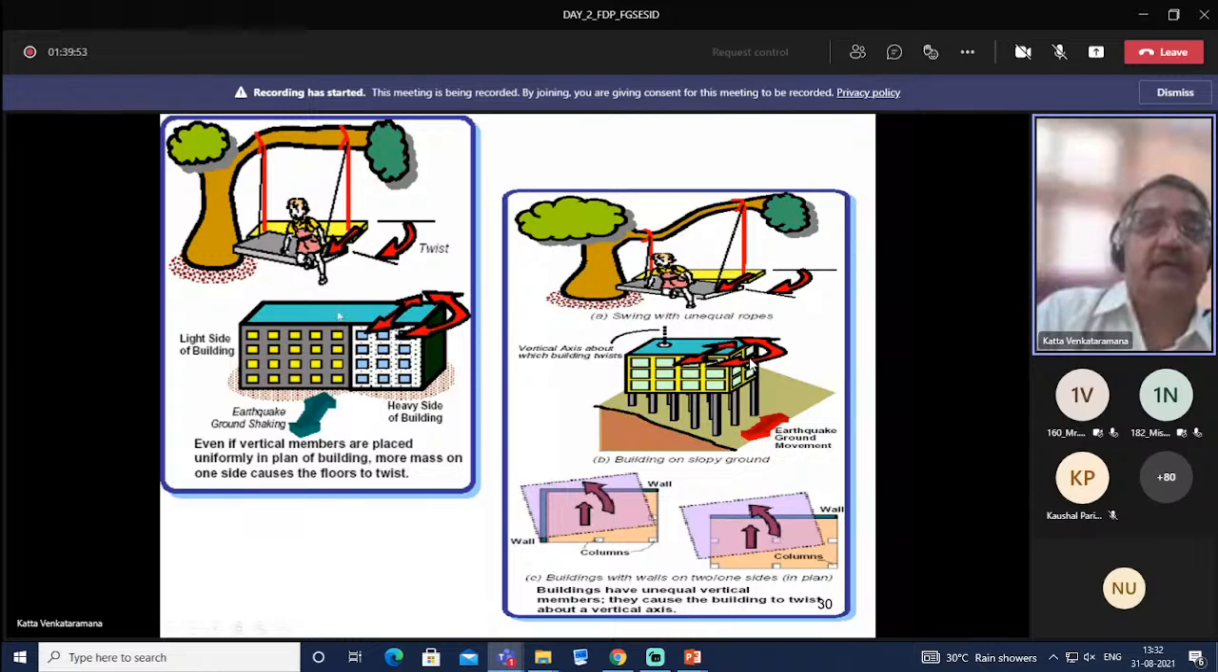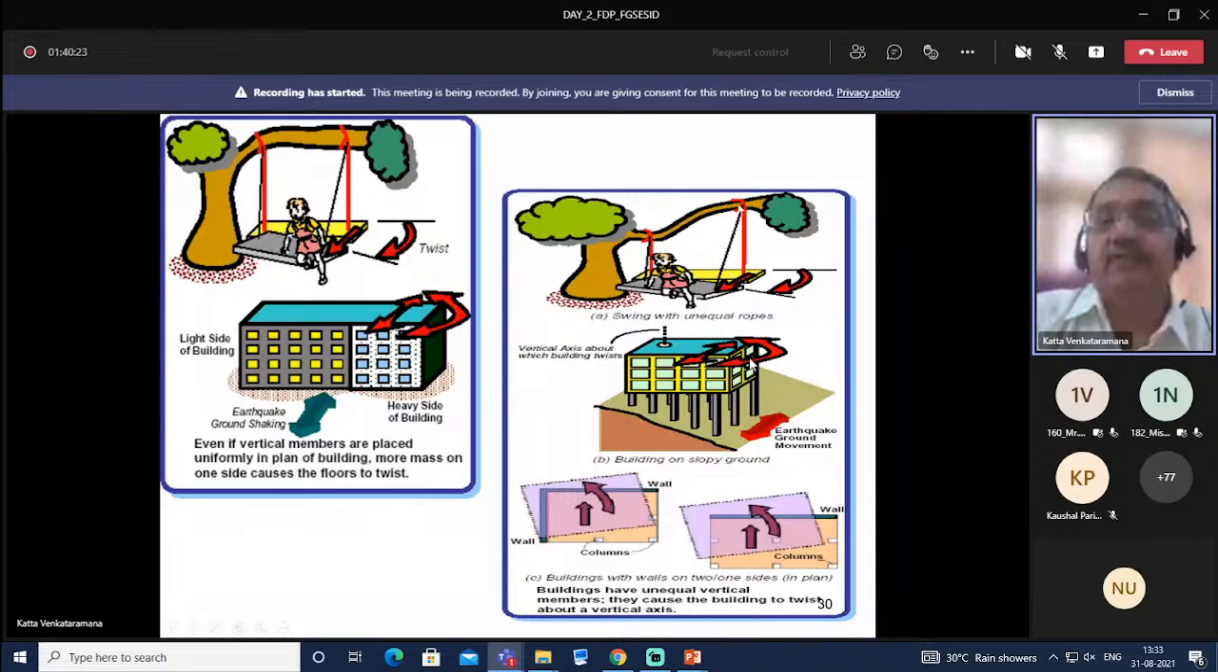When we have cases like this, one side is heavy in the building, like in a swing, say the child is sitting on one side. So this will result in twisting. Same thing is happening in the case of building. Even if vertical members are placed uniformly in plan of building, more mass on one side causes the floor to twist.